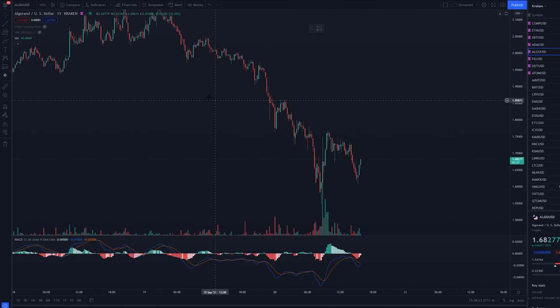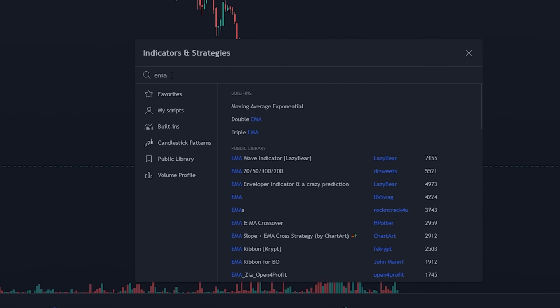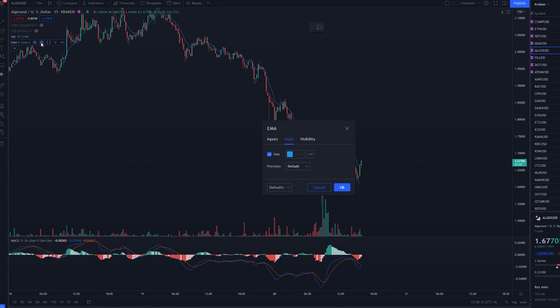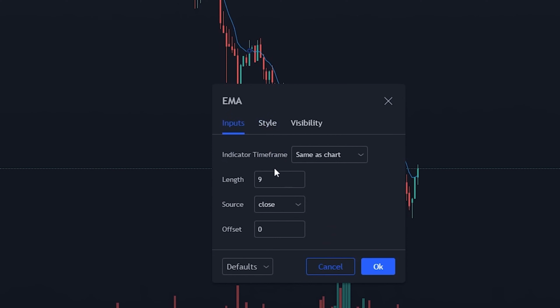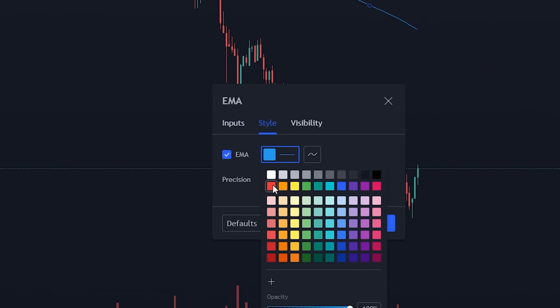To do this, you're going to go to the Indicators tab on TradingView and type in EMA, which stands for Exponential Moving Average or Moving Average Exponential. Click the top one. Then click the settings of the EMA, go to Inputs and change the length to 200, which is going to make it a 200 exponential moving average.